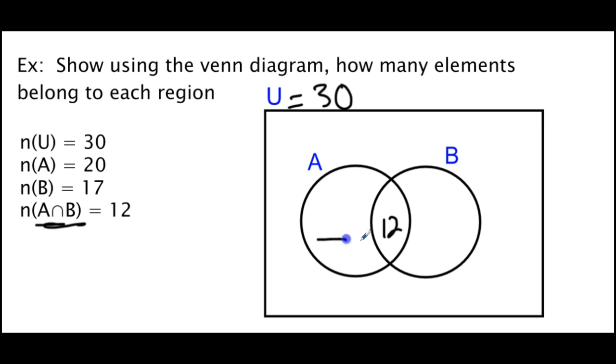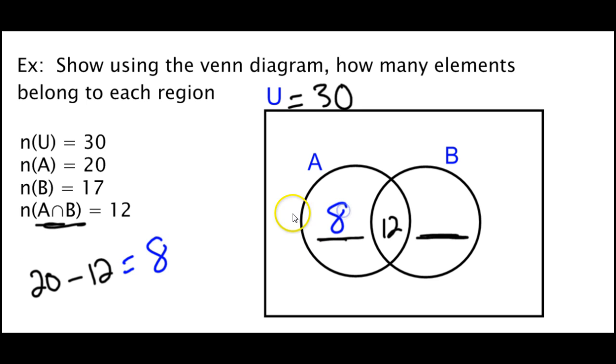We want to write these missing numbers or elements right here. For A, there's supposed to be 20, but we already used up 12, so 8 is left over. So this is going to be 8. For B, there's supposed to be 17. 12 is already used up. 17 minus 12 is 5, and so we're going to put 5 here.